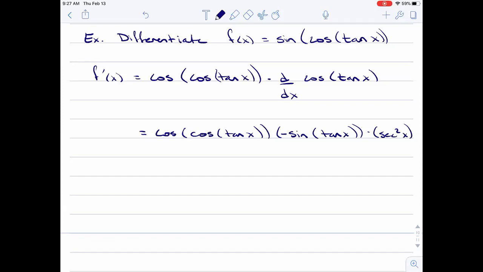Can simplify this a little bit, but only by pulling out that negative, I would say. That's the only thing I see. So I'm just going to pull out that negative, and then cos of tan x times the sine of tan x times secant squared x. And that's it.